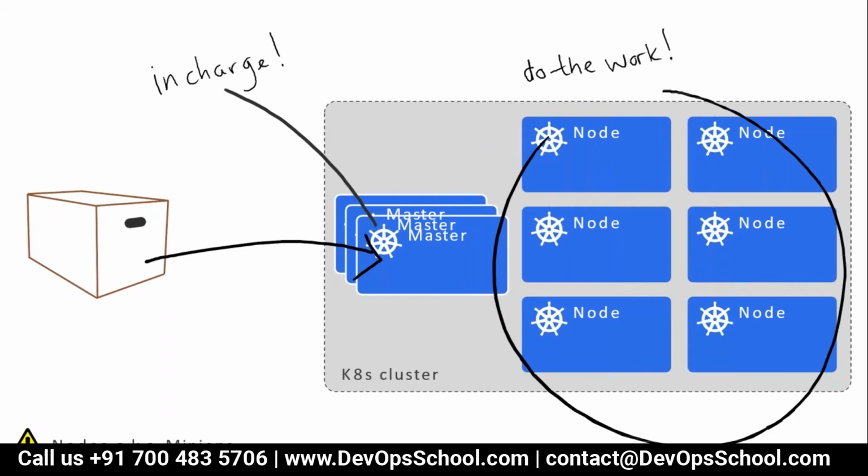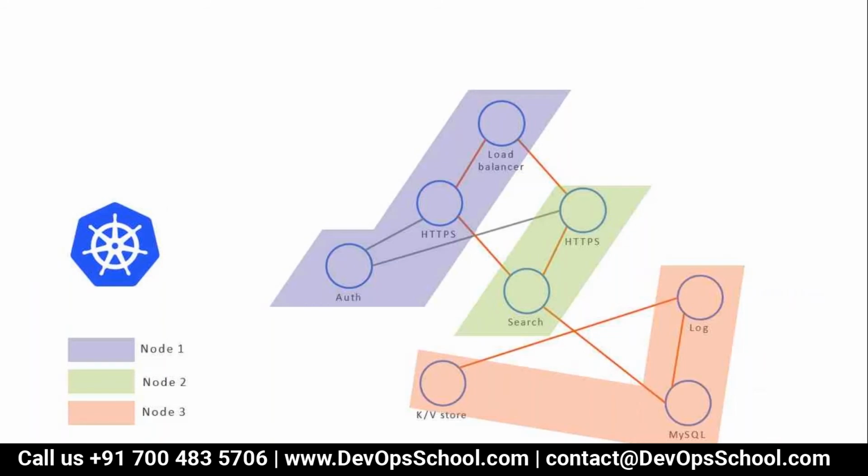Master is in charge of everything, and the real work is done by the node. Work means running a container. Where do you run the container? In the node. Same thing here with the services I was discussing. They can be running in any of these nodes, so node 1, node 2, node 3, anywhere you can run it, as many as you want.